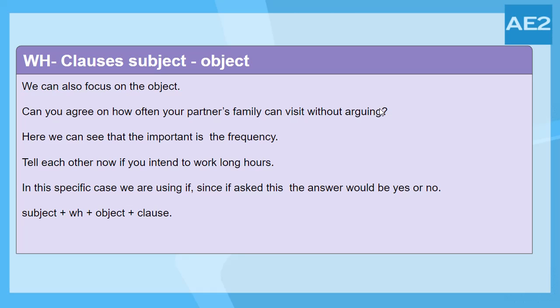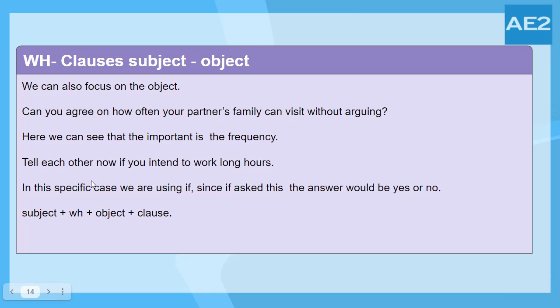We can also focus on the object. Here we have an example. Can you agree on how often your partner's family can visit without arguing? Here we can see that the important thing is the frequency. How often? And if you see, this is the object of the sentence, right? Can you agree on how often? Yeah?